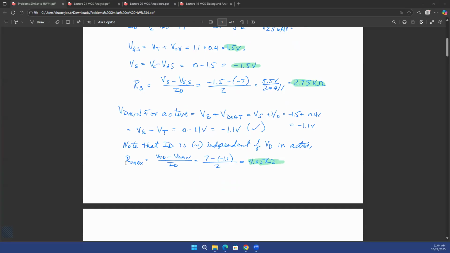All right. Now, to find that out, what we did is that we wanted to find out what is the VD min for the active region. Now, what is the minimum VD for active region? You can write that down as, so let's again go back to this curve that we always draw. Your VDS is on the x-axis and your ID is on the y-axis.